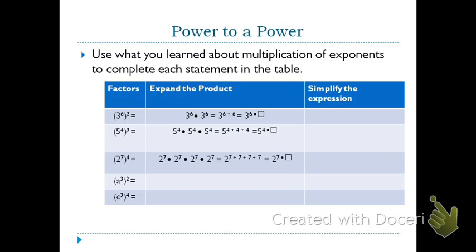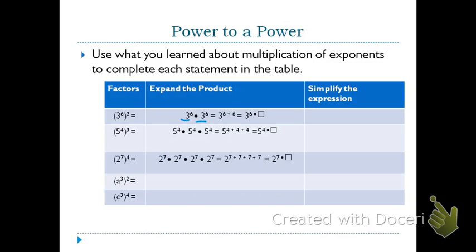Taking a look at power to a power. Use what you learned about multiplication of exponents, and let's complete each statement in the table. The first few of them have been started for you. 3 to the 6 to the power of 2. Because we're taking 3 to the 6 to the second power, that means you're multiplying 3 to the 6 times 3 to the 6th.